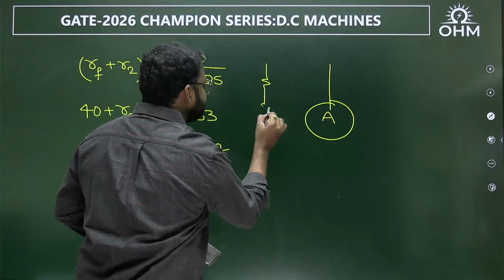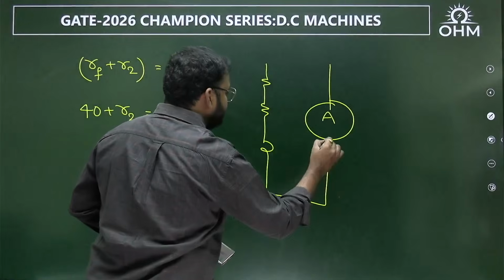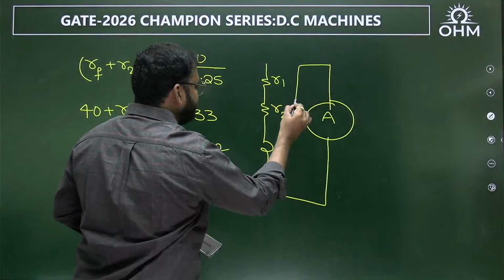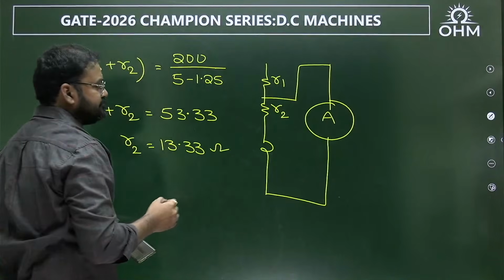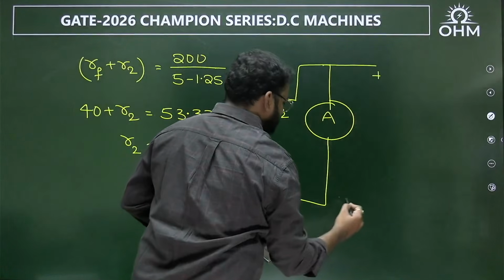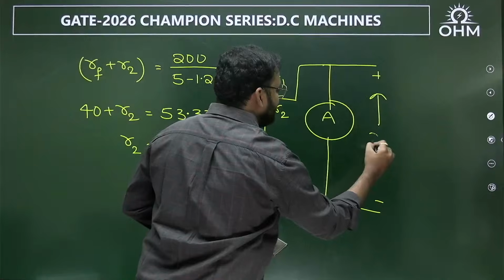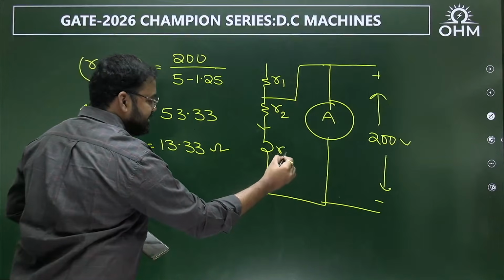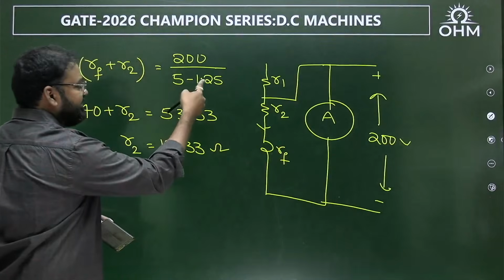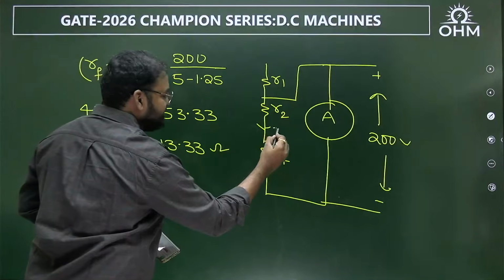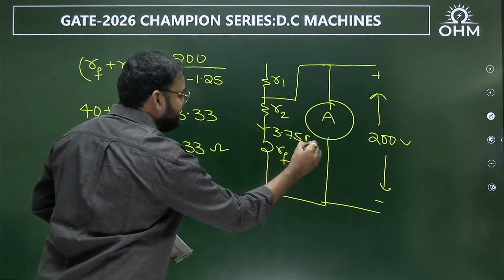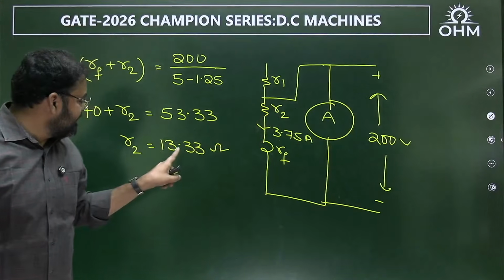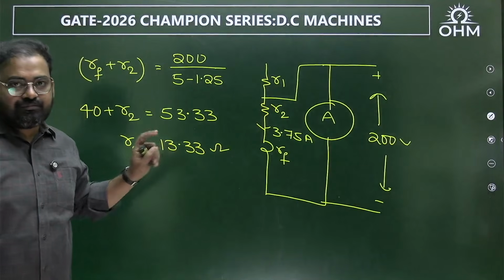There are two resistors in the regulator. This is R2, this is R1. Right now, the regulator was connected here. This is 200 volt voltage source. Now, what is the field current flowing? This is RF. 5 minus 1.25, 3.75 ampere was flowing. Okay, and what is R2 value? R2 value must be 13.33 ohm.